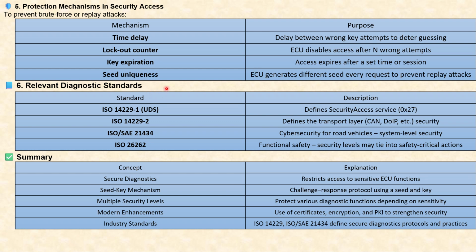Relevant diagnostic standards. First is ISO 14229, UDS, which defines the security access service. ISO 14229-2 defines the transport layer, CAN and DoIP security. ISO/SAE 21434 covers cybersecurity for road vehicles, system-level security. And ISO 26262 covers functional safety, and security levels may tie into safety-critical actions. So these are all the relevant diagnostic standards.